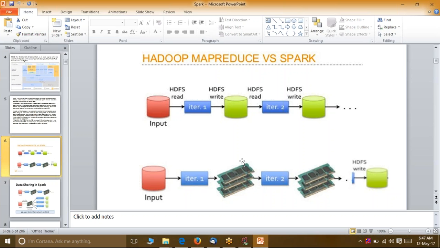The output of one job, and more specifically, within that job also there is intermediate data. That also will not be persisted to the local file system. That also will be stored in your primary memory itself.